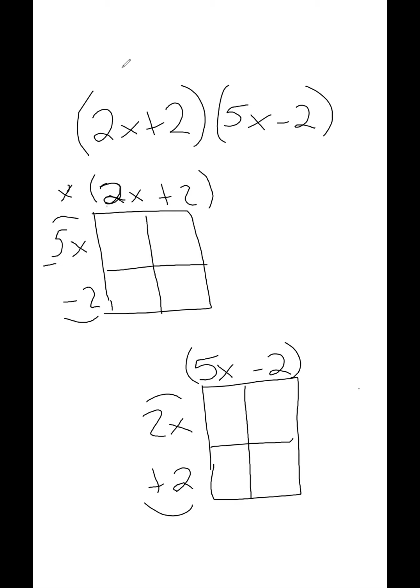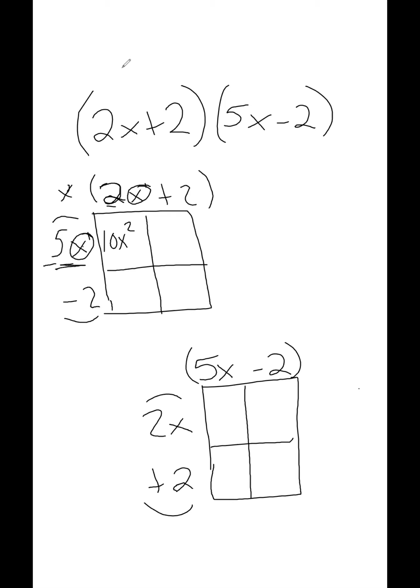So 5 times 2 is 10. Now remember, it's different when we're multiplying these variables, x times x. You have to pretend there's a little one there and a little one there. Or you can think of it, how many x's do I have? I have 1 here and 1 here. So I have x squared. So that's that first box.